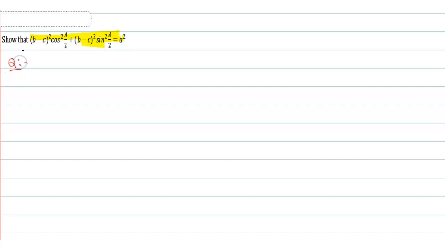Our actual question is (b − c)² cos²(A/2) + (b + c)² sin²(A/2) = a². This one we need to show. Okay, right. Solution.